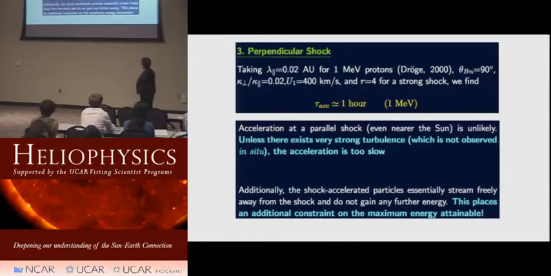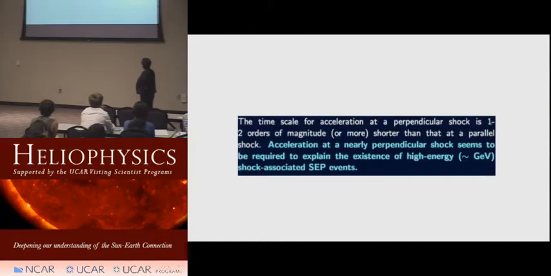But still, the conclusion from simulations is that acceleration at a parallel shock is unlikely. So we do look for perpendicular shocks to accelerate to really high energies, okay? So GeV, the bottom line is that the energetic particles from solar events that get to really high energy are probably accelerated at perpendicular shocks. So you need to look at perpendicular shocks near the sun.